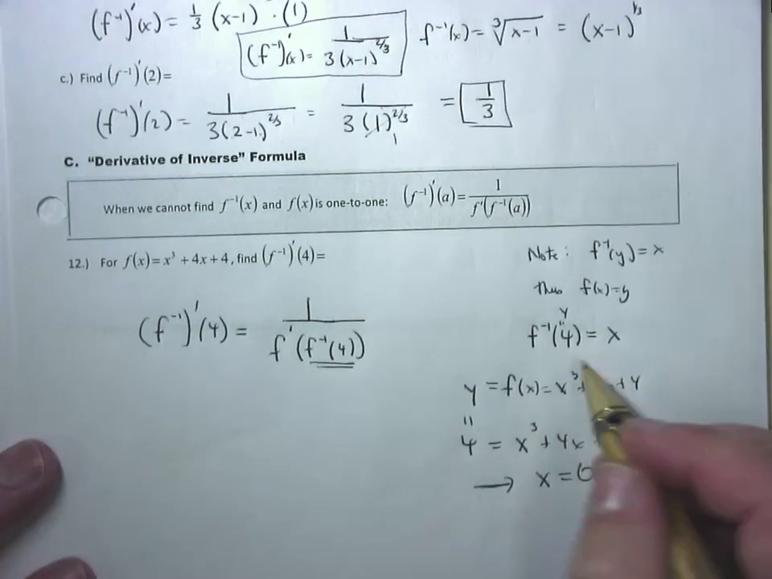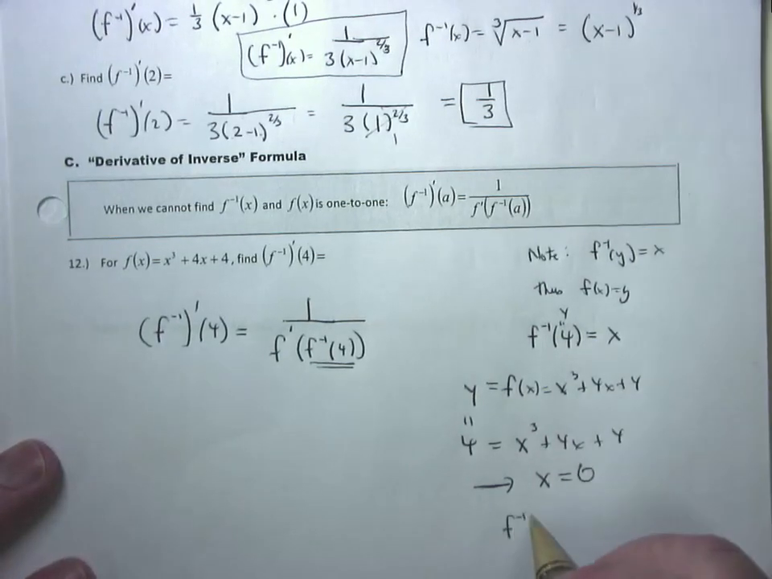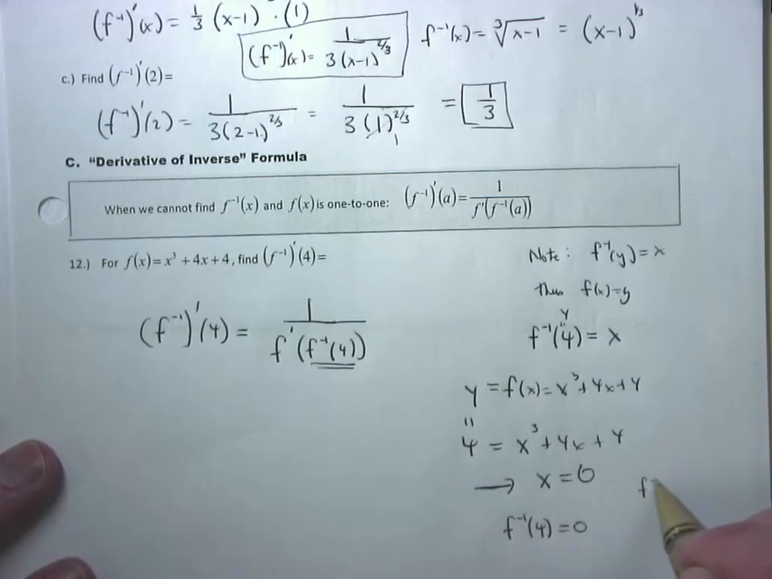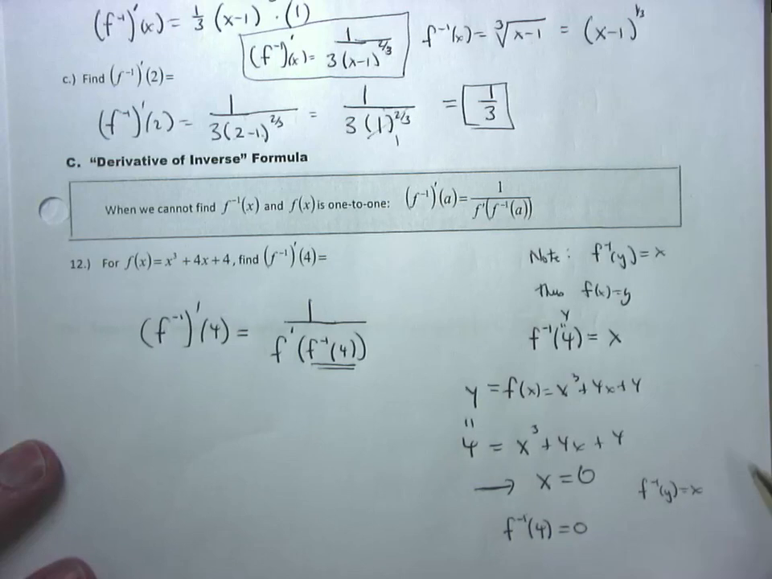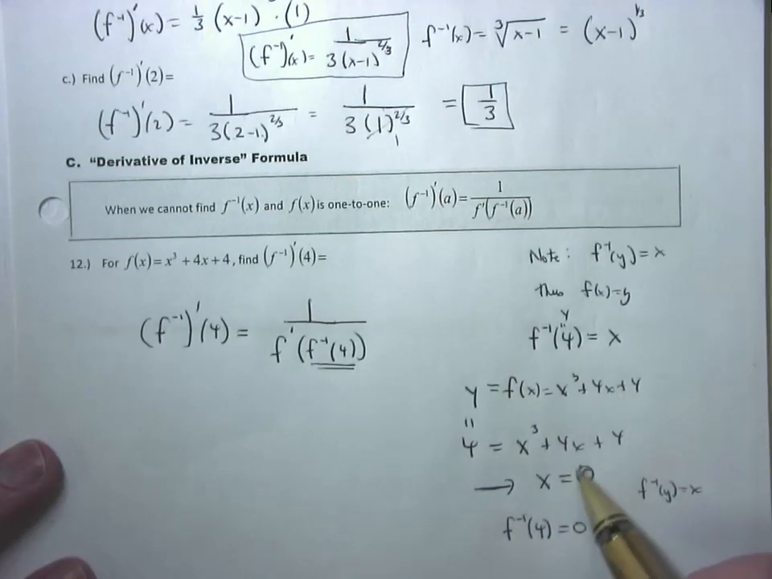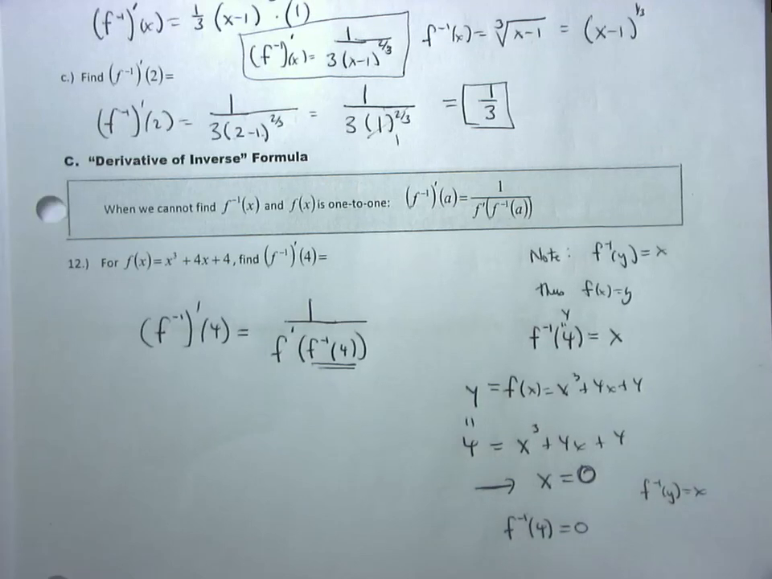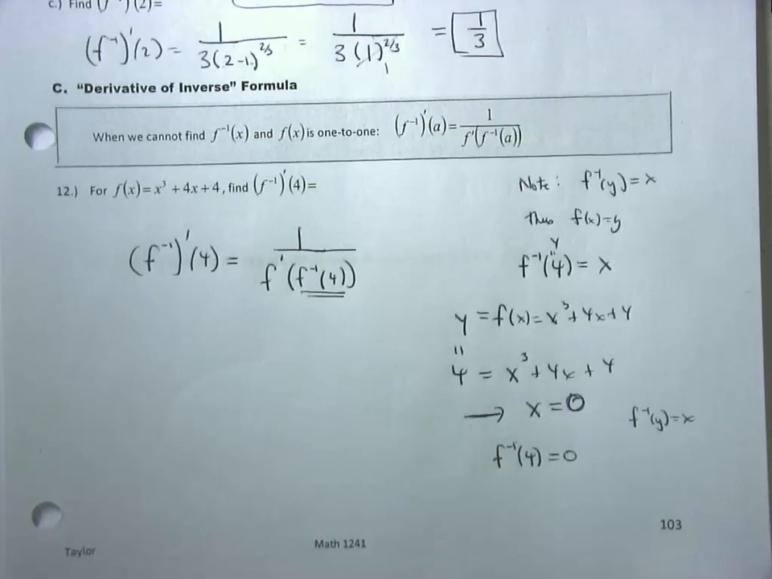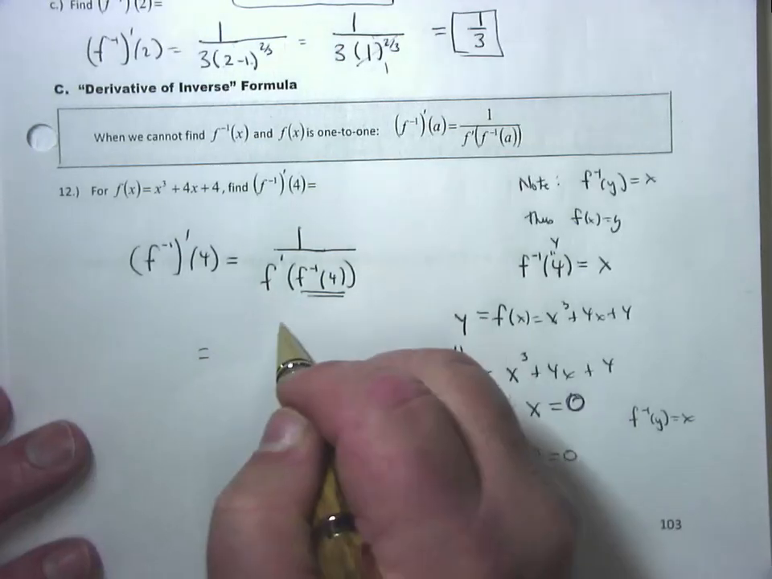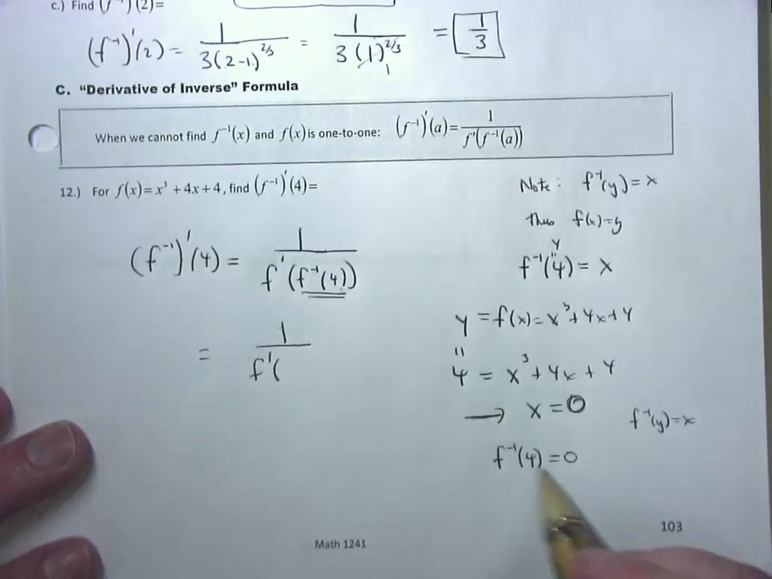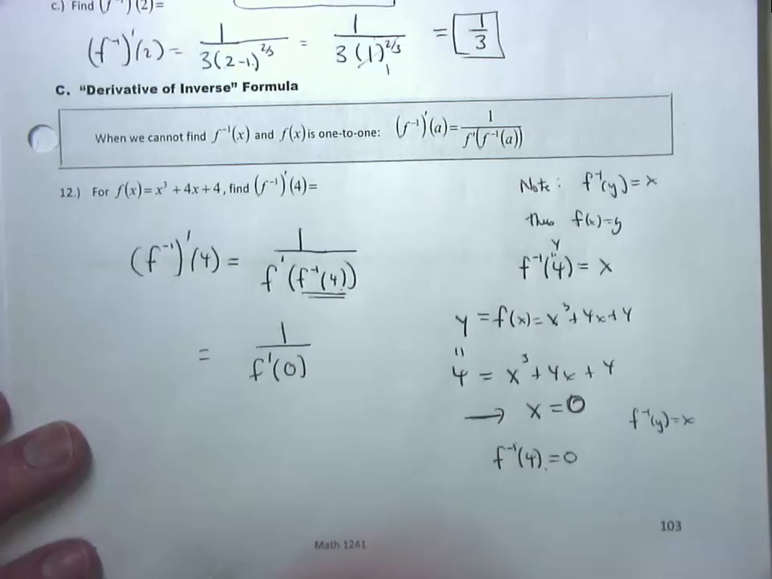Which tells me that f inverse of 4 is going to be equal to 0, because we're really using the f inverse of y equals x notation. Y was 4, and when I solve for x, I got x to be 0. So now, here we go. To get your answer, this will be 1 over f prime of f inverse of 4. F inverse of 4 is equal to 0.